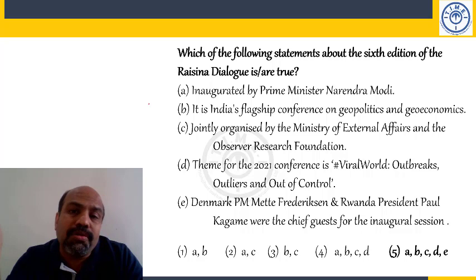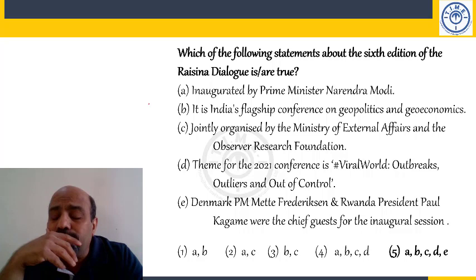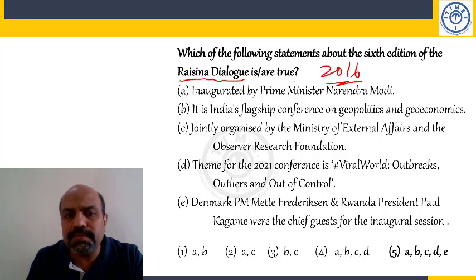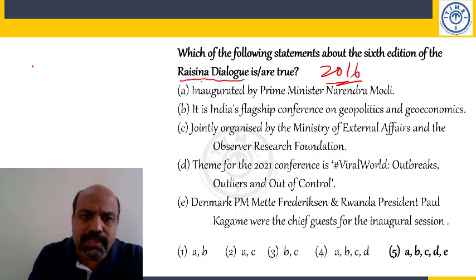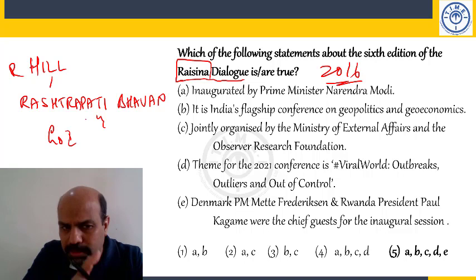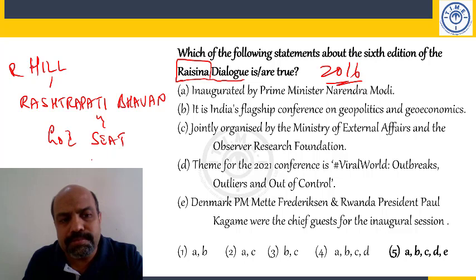Now I want you to know that the Raisina Dialogue started in 2016. And ladies and gentlemen, Raisina is the name of the hill. Raisina Hill is where Rashtrapati Bhavan and the Government of India's main offices are located. North Block, South Block, it's all here. It's the seat of the Government of India. Okay.